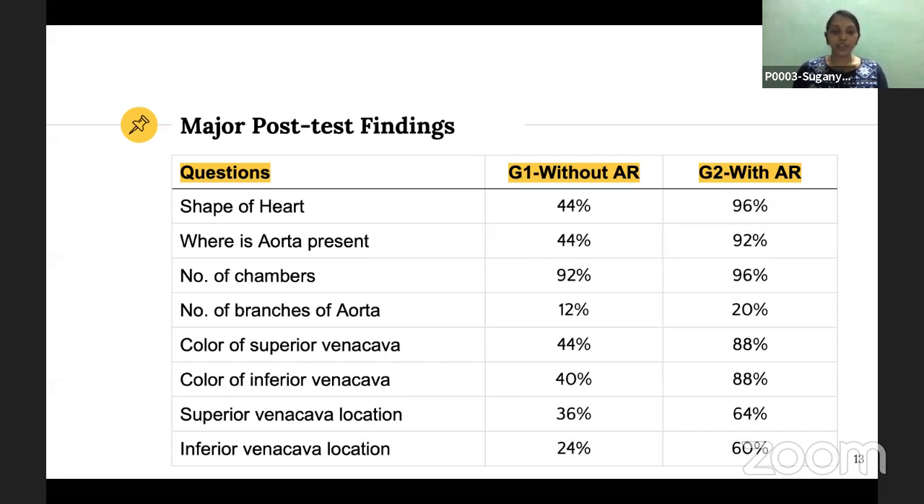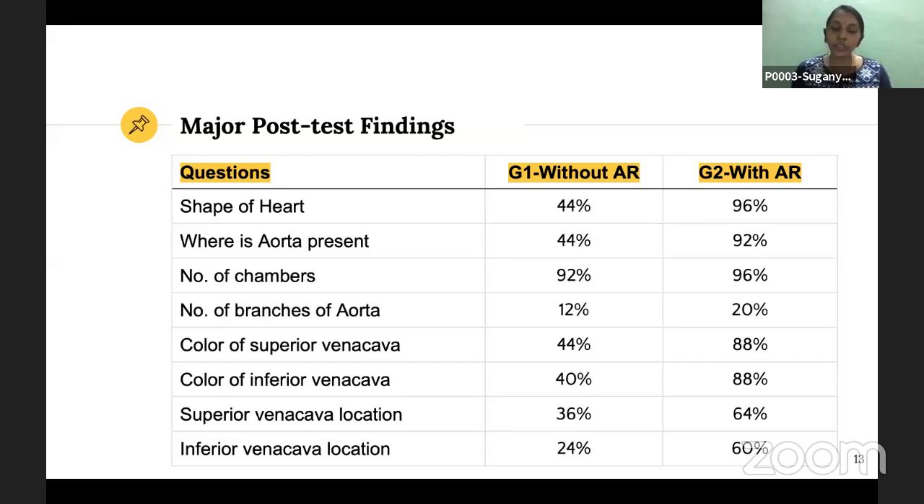Major post-test finding: the average percentage of correct answers given by Group 1 and 2 students after the post-test are listed in the table. First is a very basic question: what is the shape of the heart? Only 44% from Group 1 gave the correct answer, and it is 96% with Group 2. Second question: where is the aorta present in the heart? To this visual as well as knowledge-based question, 44% from Group 1 and 92% from Group 2 gave correct answers.